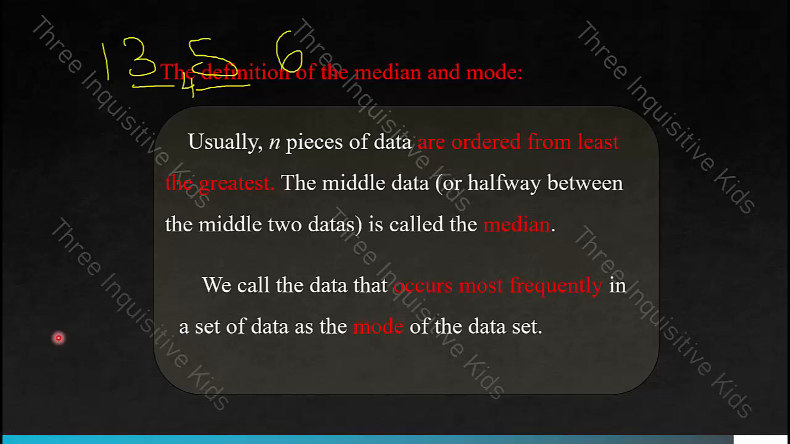Now, what is the mode? Well, we call the piece of data that occurs the most frequently in a set of data the mode of the data set. So, for example, in the data set 1, 3, 3, 3, 3, 7, 6, 9, 7, 3, 3, 3, 3, 3 would be the mode of the data set because it has so many occurrences in it.